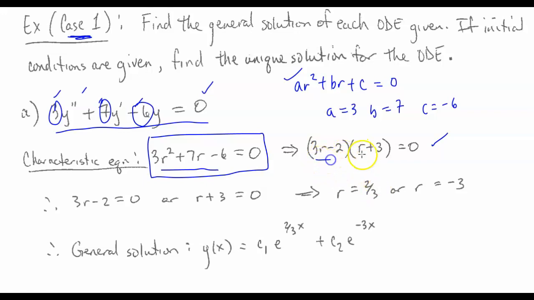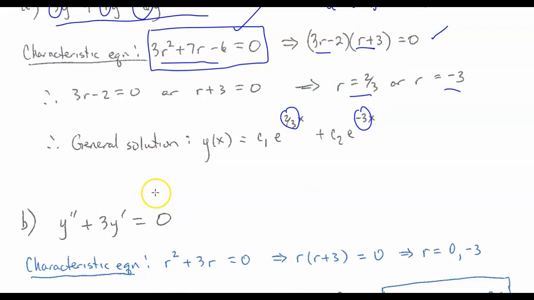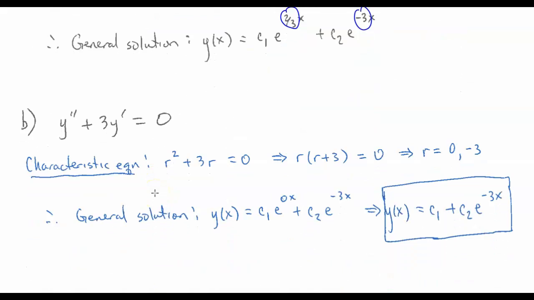So we see here we set each of these factors equal to 0, and we get that 2/3 and -3 will be the roots of this characteristic equation here. And all we do is just plug those values into our general solution, and we're done. Okay. And for most of these, unless we have some initial conditions, that's pretty much all there is to it. All right, so let's see the next example.